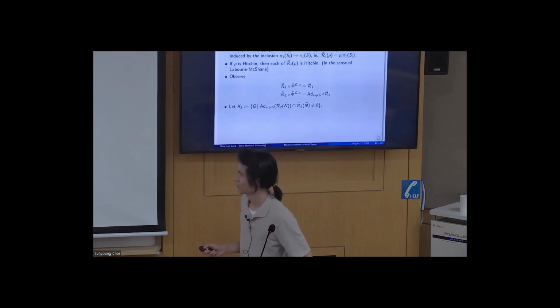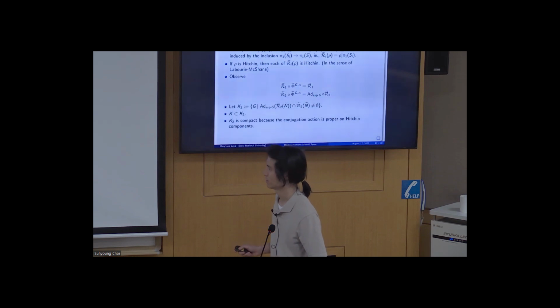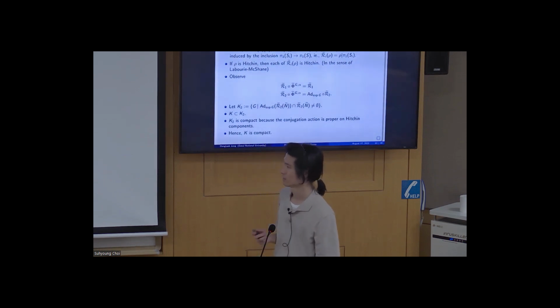And let's consider the following set on the right that makes this intersection non-empty. And from this relation, we can observe that K is a subset of K2. But K2 itself is compact because, as I mentioned, if rho is Hitchin, then its restrictions are all Hitchin. And we know that the conjugation action is actually proper on the Hitchin component. So that's why K2 is compact. And K is a closed subset of K2. So that's why K itself is compact. So that's the proof.